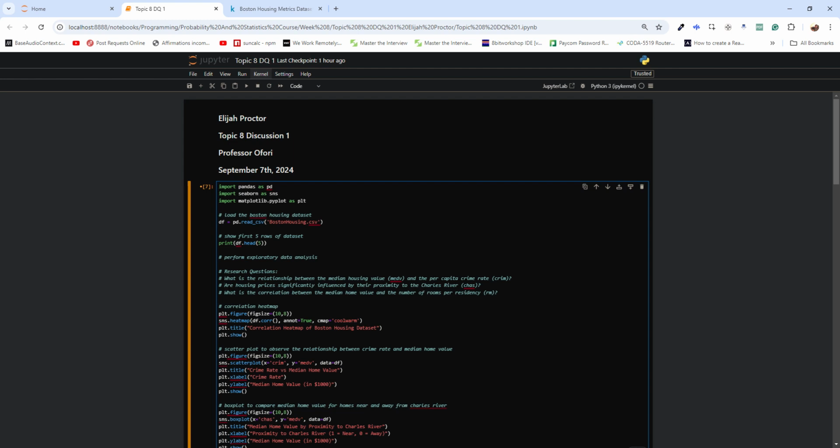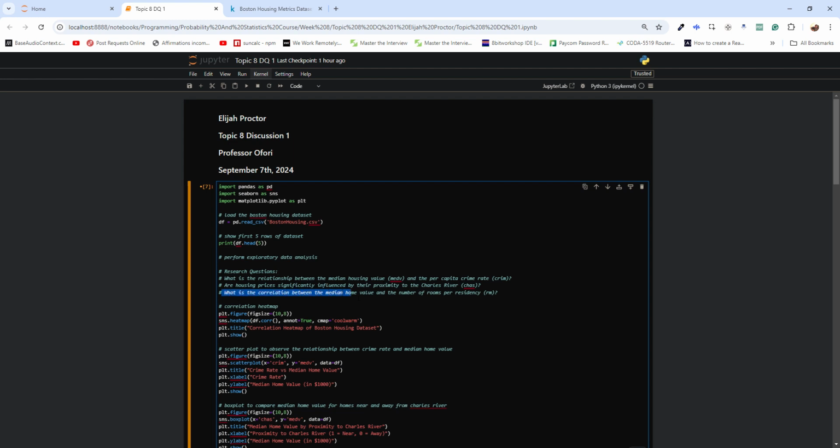Our second question, are housing prices significantly influenced by their proximity to the Charles River? And so our box plot showed that homes that are close to the Charles River have higher median home values compared to those that are far away. And this means that being close to the Charles River has a positive influence on our house prices.